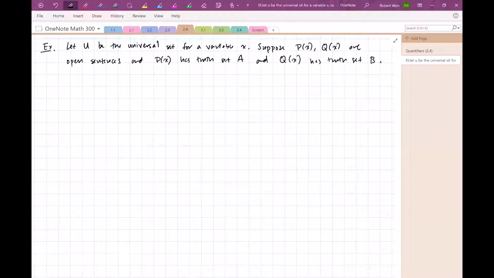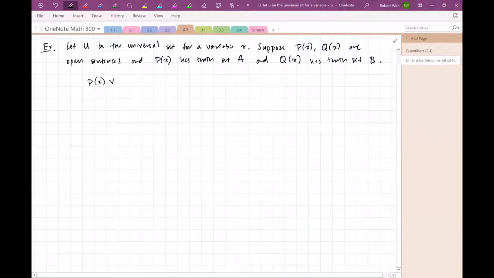We can talk about some statements built out of these. So for example, we could talk about the statement P of X or Q of X. And then we can ask, what is the truth set of this new open sentence? This is a new open sentence built out of the two open sentences P of X and Q of X.